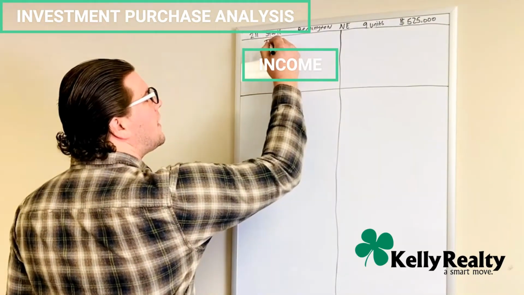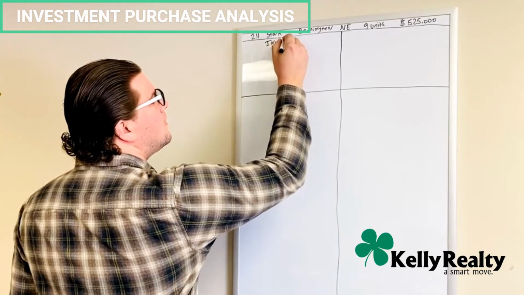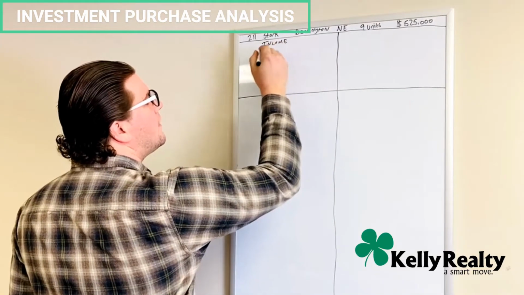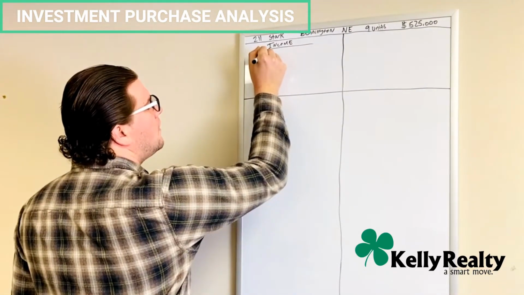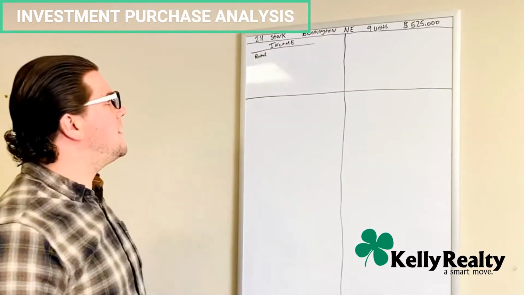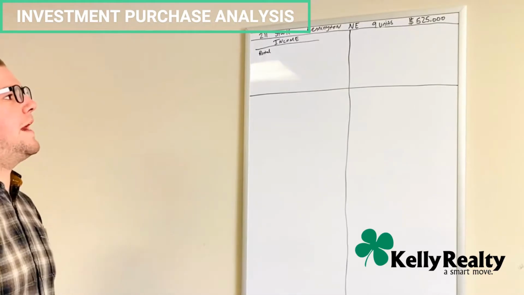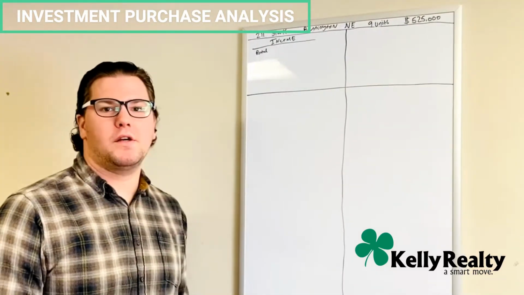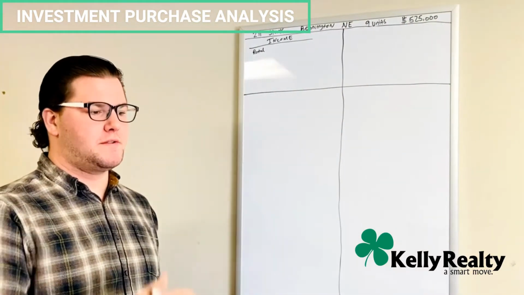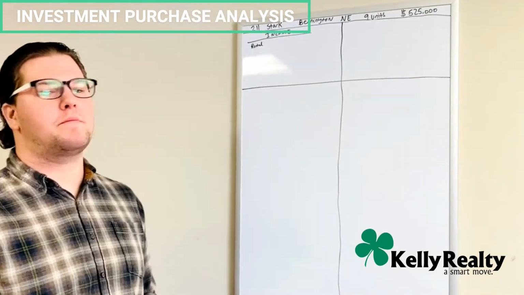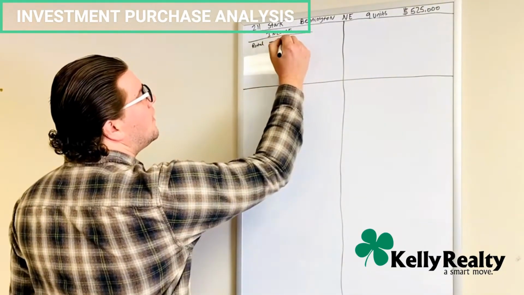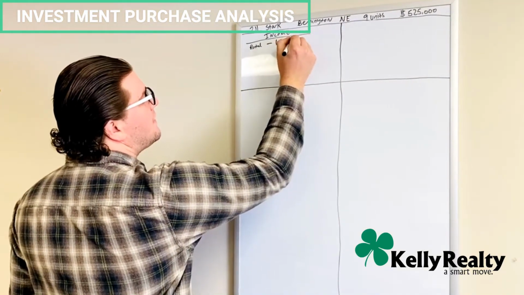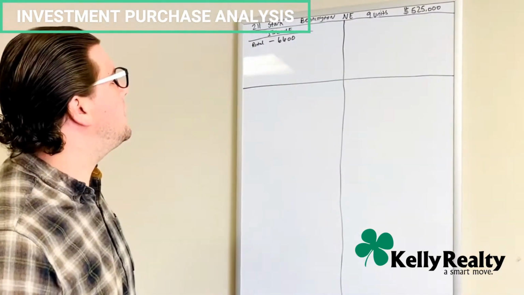There's multiple types of income, but the most obvious one is rental income. So rental from the 9 units. I got these numbers from the seller on their rent roll, which displays all of the rents that they're getting per unit. I've gone ahead and added them up already. For the 9 units, it's bringing in $6,600 per month.